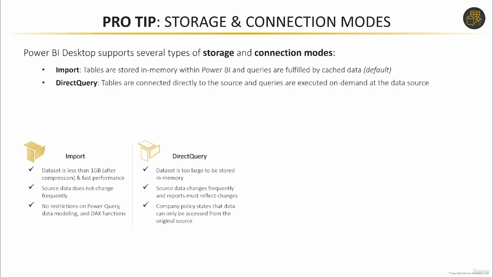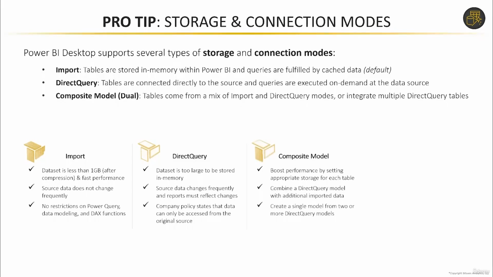Additionally, this is commonly used when a company policy states that data can't be imported but can only be accessed from the original source. Composite models, as you may have already guessed by the name, are models that contain a mixture of both import and direct query modes, or are created from multiple direct query tables. Composite models are useful in cases where you want to really boost your data model performance by setting appropriate storage types for each table, or combine a direct query model with additional imported data, or create a single model from 2 or more direct query models.